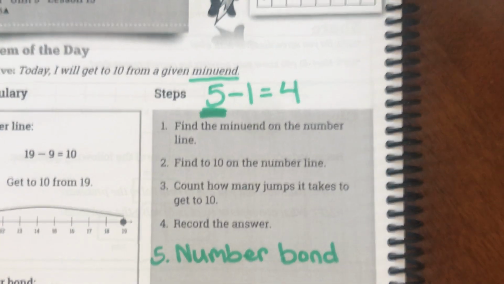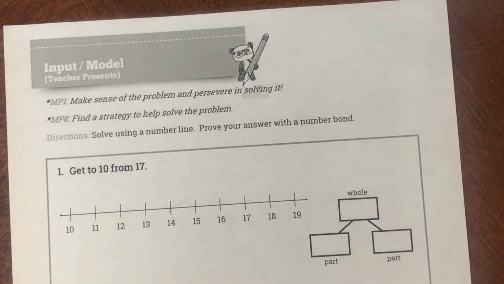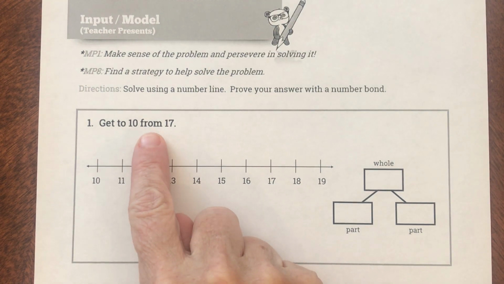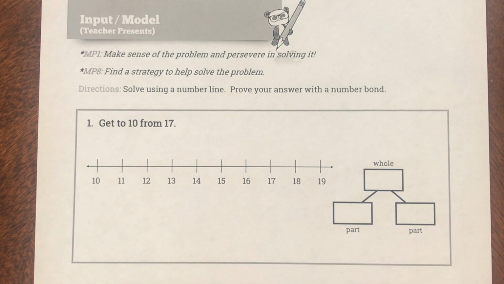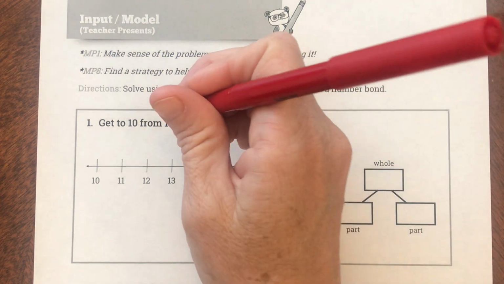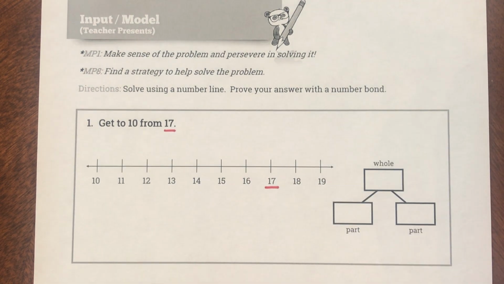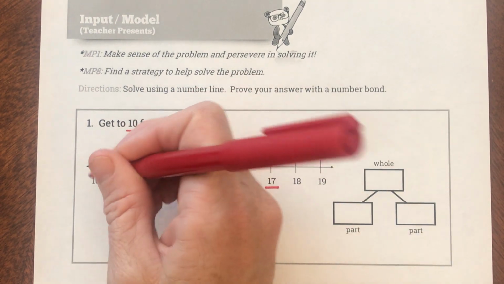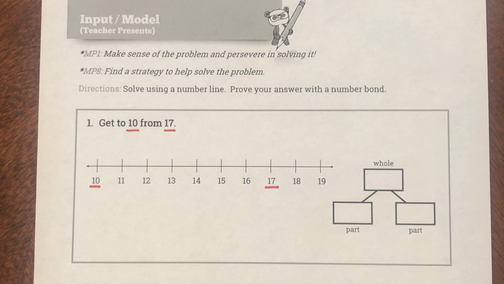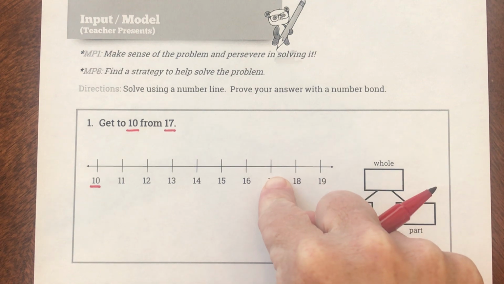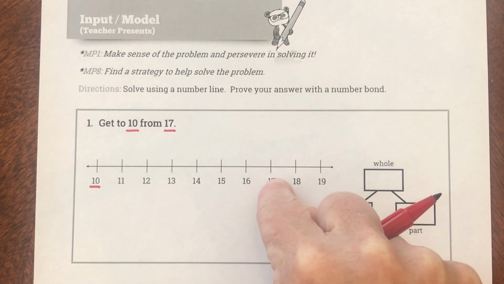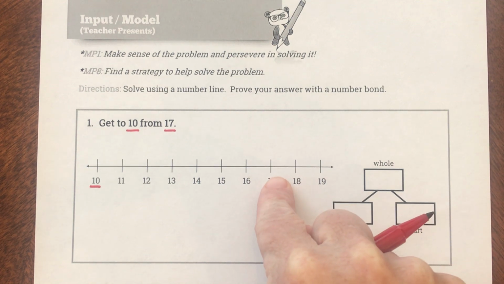Okay, so boys and girls, I'm going to show you what this looks like. Here's my first problem. It says, get to 10 from 17. It's really hard because they don't show us a subtraction problem to know what the minuend is, but this is my minuend. It's going to be my starting number. So I'm going to find that on my number line. I found the minuend on my number line. Then it says get to 10, so I'm going to find the 10 on my number line. Next, because I'm getting to 10 from 17, I'm starting at 17. How do I get from 17 to 10?